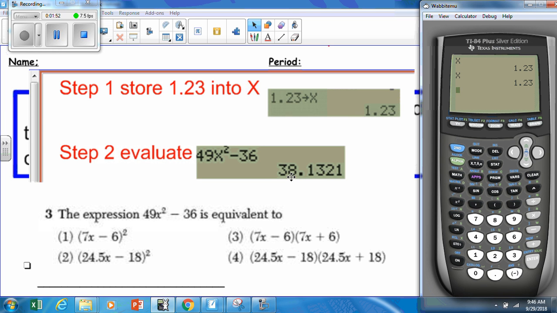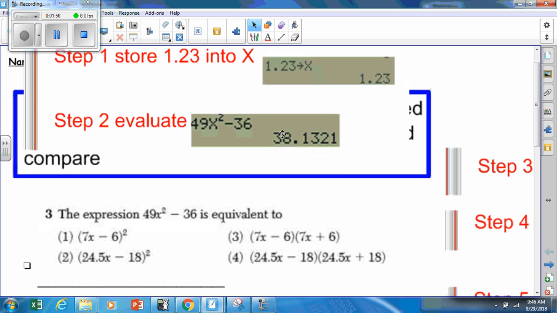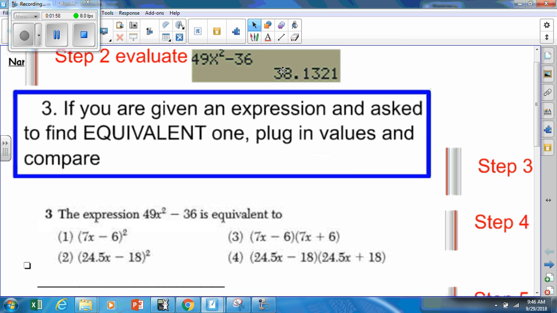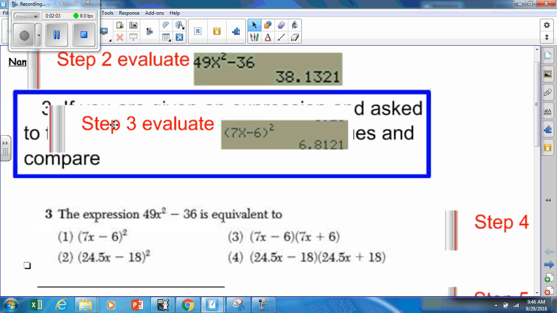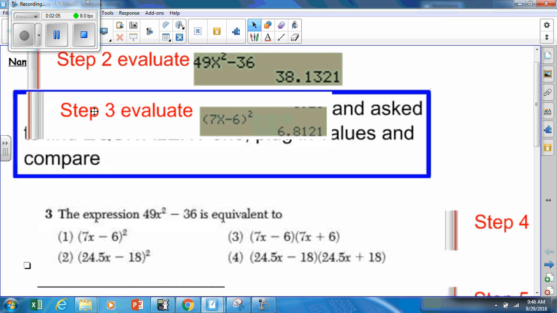All right, step 3 now. We're going to plug the first value they asked us to consider into our calculator and hit return. Mind you, we've stored that value of 1.23 into X, and it returns 6.81. Clearly, these numbers are not equivalent, so 1 is not a correct answer. We can just check this off. It's not one.